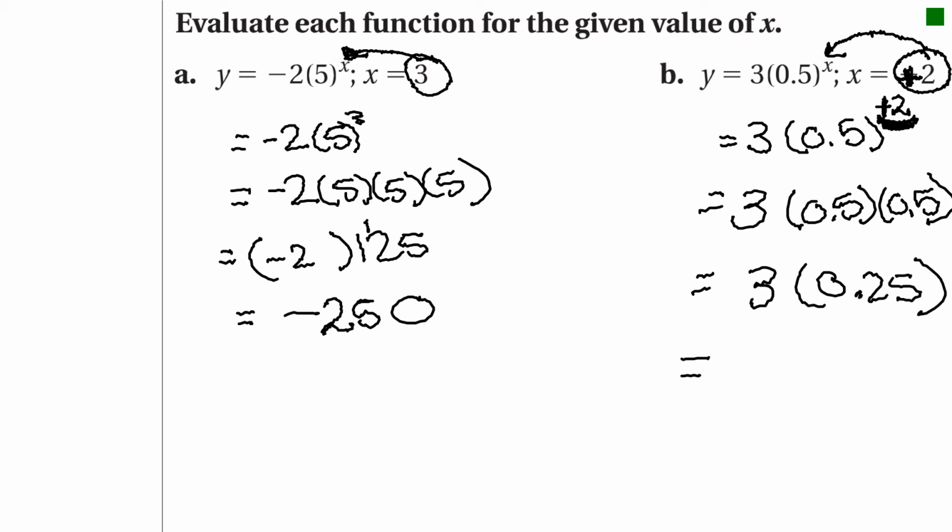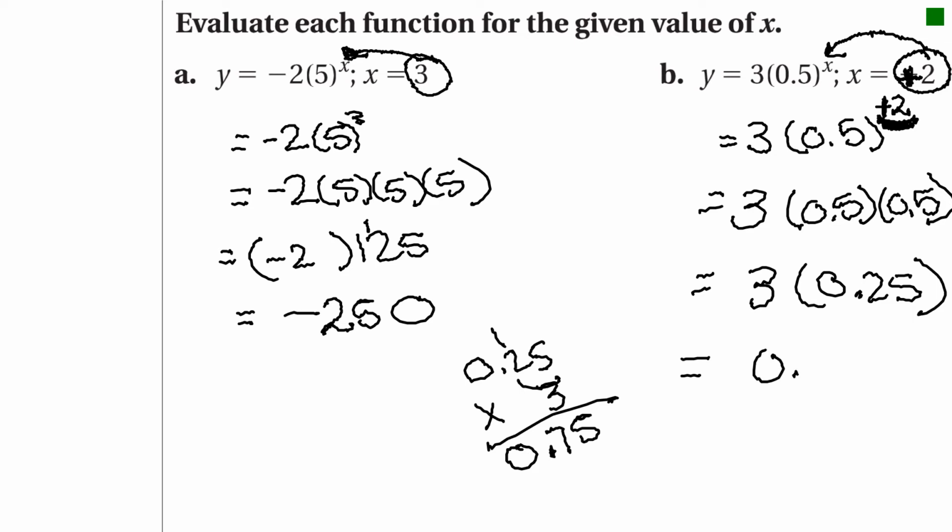3 times 0.25. I can't do it off the top of my head, but if you can, you're rocking it. 3 times 5 is 15. 3 times 2 is 6, plus 15, 7, 0, 2 decimals, 0.75. Again, sorry for the quick change right there. I know we haven't gone through negative exponents, but that will come up next.